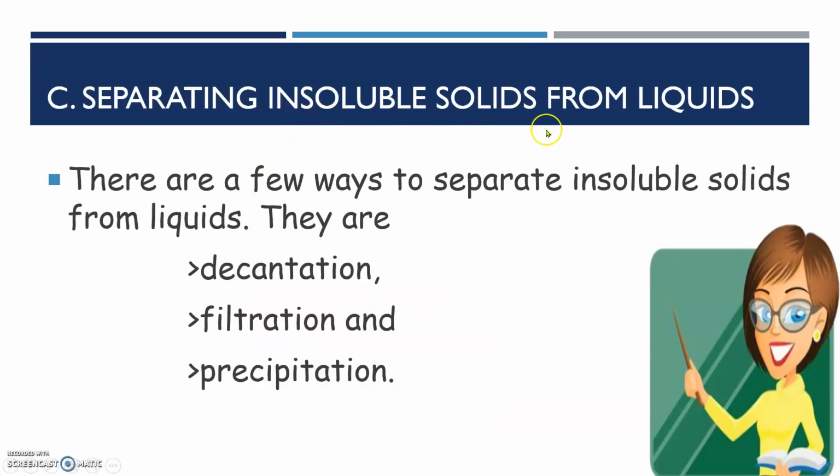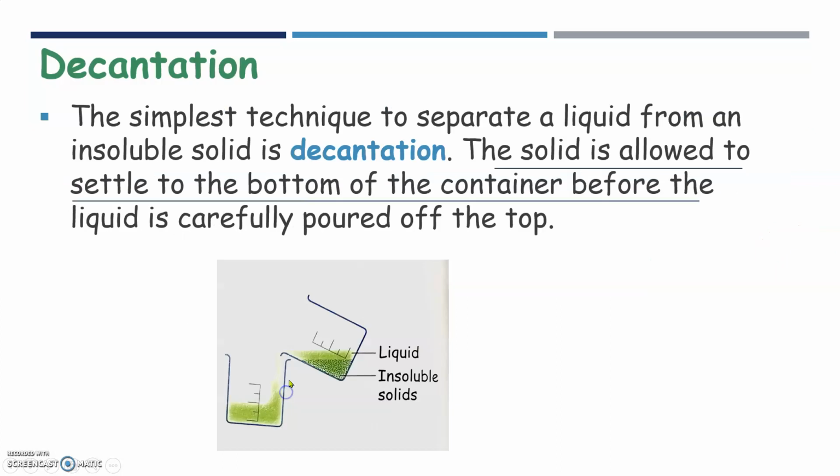Separating insoluble solids from liquids. There are a few ways to separate insoluble solids from liquids. There are decantation, filtration, and precipitation. Decantation is the simplest technique to separate a liquid from an insoluble solid. The solid is allowed to settle to the bottom of the container before the liquid is carefully poured off the top. So this is the insoluble solid and the liquid part.